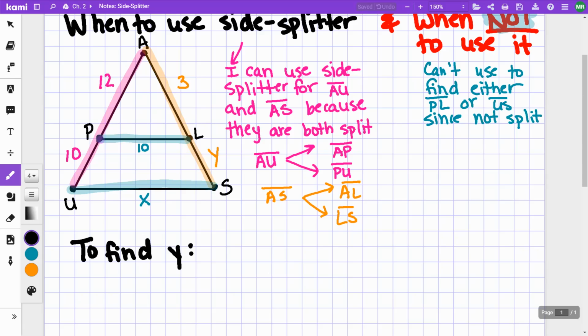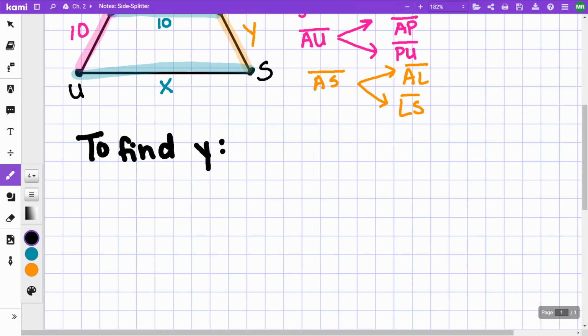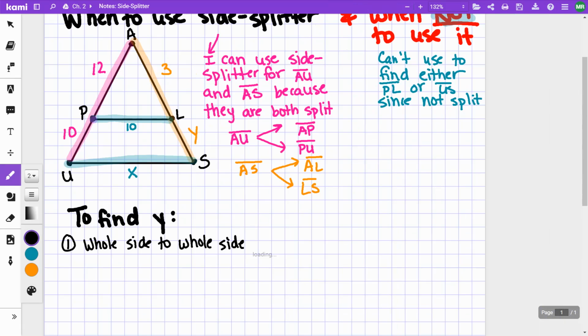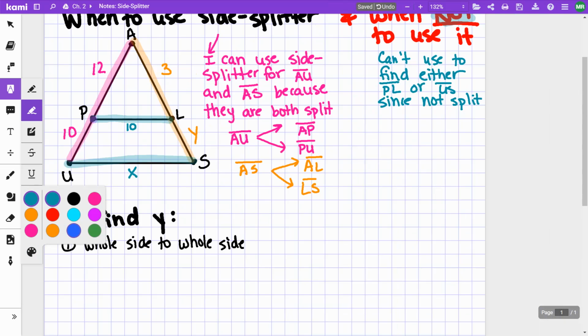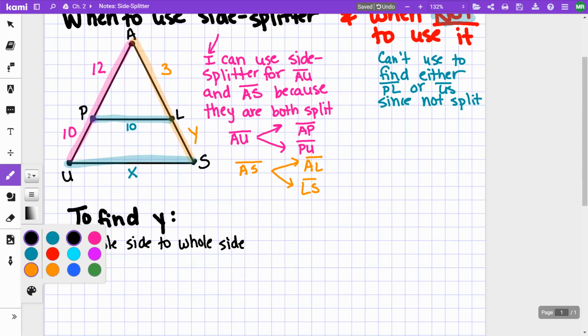My first way is, I'll word it this way, I'm going to say whole side to whole side. And so if I'm thinking about that, let me just kind of draw a situation.